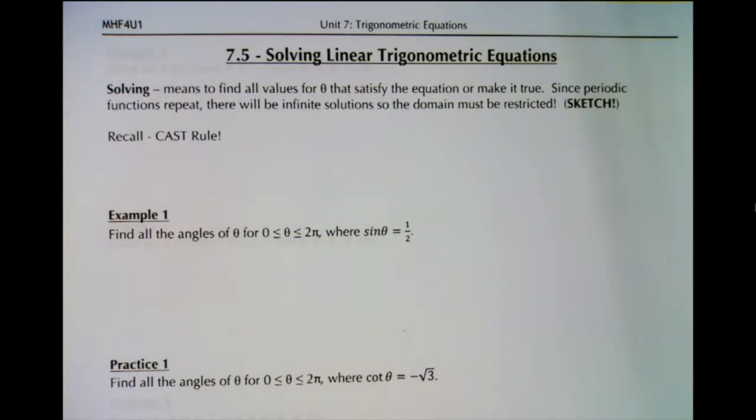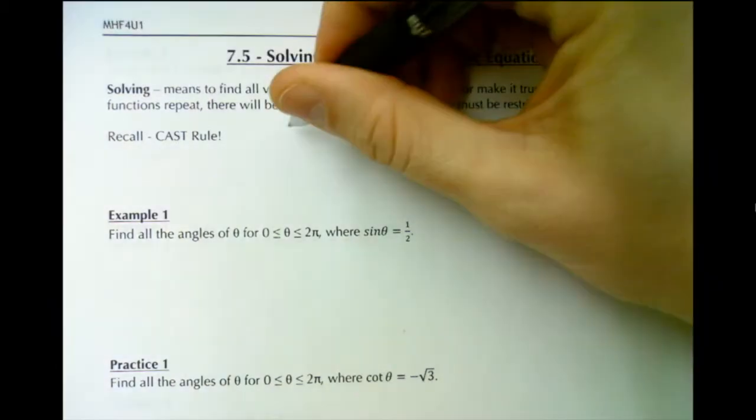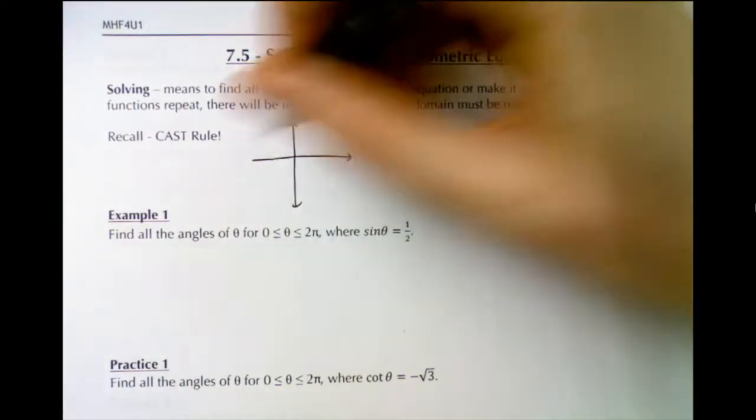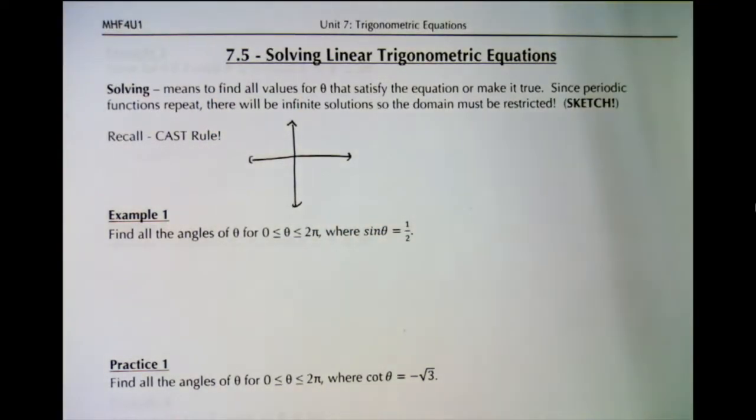In order to solve, though, we need to remember how to do two things: to sketch an angle on the Cartesian plane and the CAST rule. So, quick recall of the CAST rule. The CAST rule tells you on the Cartesian plane which functions will be positive in which quadrants.